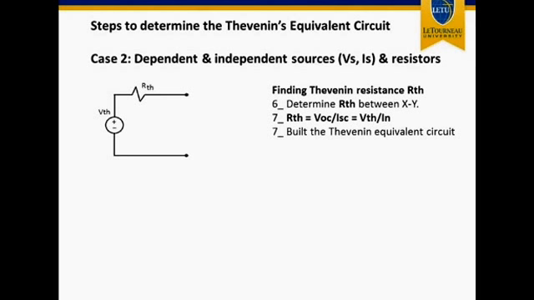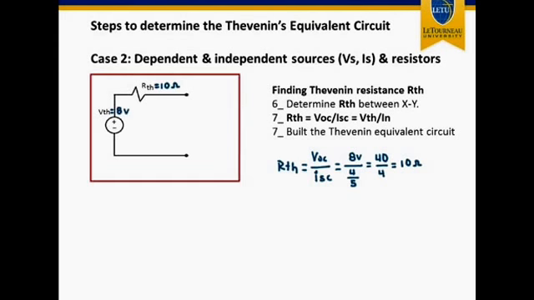Now that we have the value of the open circuit voltage and the value of the short circuit current, we can find the Thevenin resistance by writing our equation that Thevenin resistance is equal to open circuit voltage divided by short circuit current, and that's equal to 8 divided by 4/5, equal to 10 ohms. So our Thevenin equivalent circuit has a Thevenin voltage equal to 8 volts and a Thevenin resistance equal to 10 ohms.